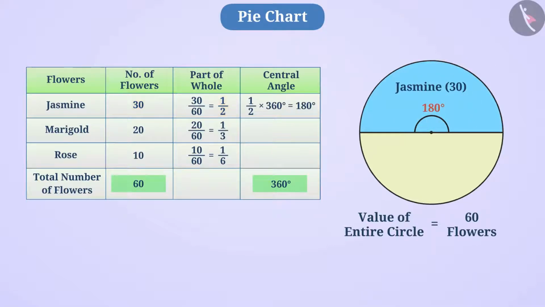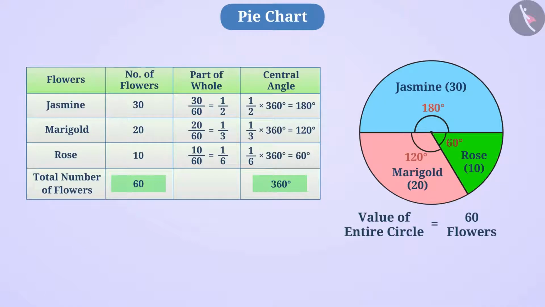Similarly, the portion of marigold flowers can be represented by making the sector with central angle of 1 by 3 multiplied by 360 degrees, which is equal to 120 degrees, and the portion of rose flowers with a central angle of 1 by 6 multiplied by 360 degrees is equal to 60 degrees.